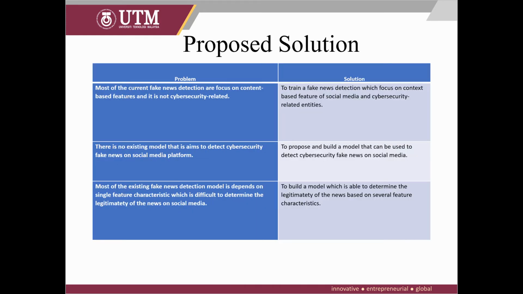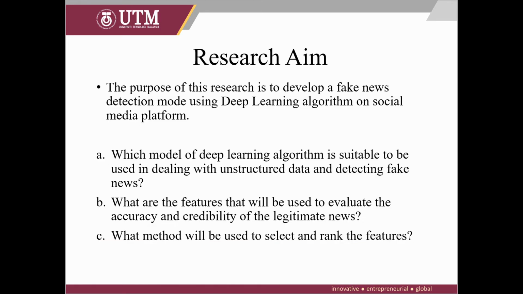To address the problems, a solution is proposed for each problem. For the first one, the solution is to train a fake news detection model which focuses on the context-based features of social media, and is cybersecurity related. For the second problem, the solution is to propose and build a model that can be used to detect cybersecurity fake news on social media platforms. For the third problem, the solution is to build a model which is able to determine the legitimacy of the news based on several feature characteristics that were discussed just now.